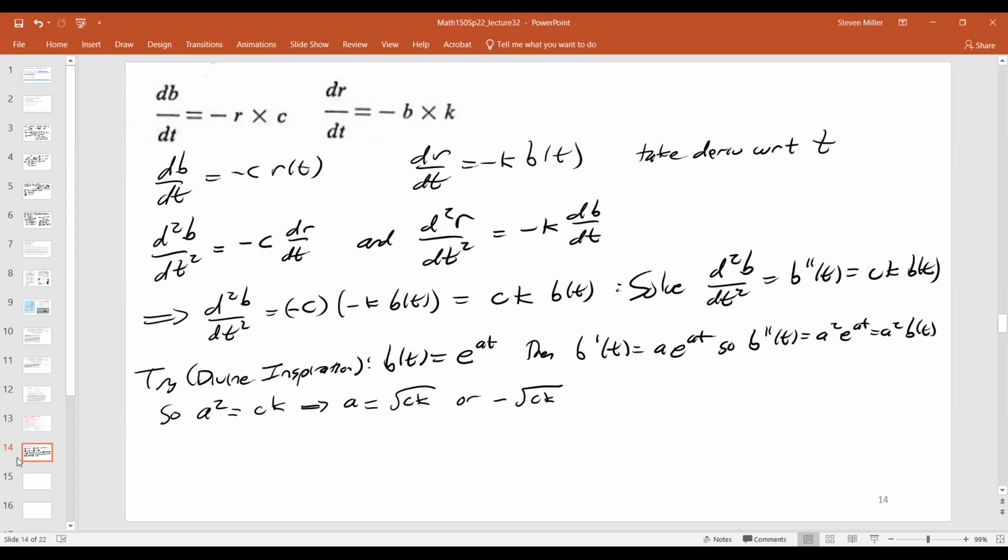I could have just said, oh, my solution is e to the square root of CKT. But that would have missed the negative. So the general solution, maybe I should say add because it's a naval problem, is b of t equals a1 e to the square root of CKT plus a2 e to the negative square root of CKT.